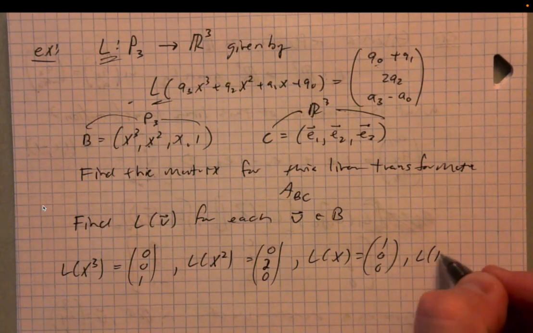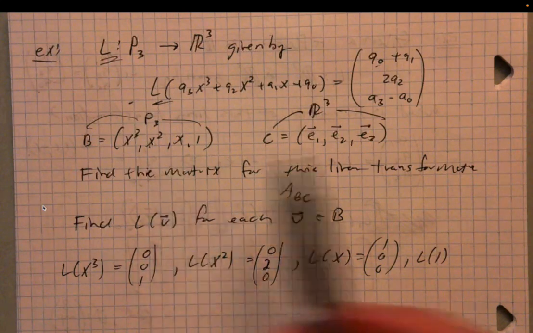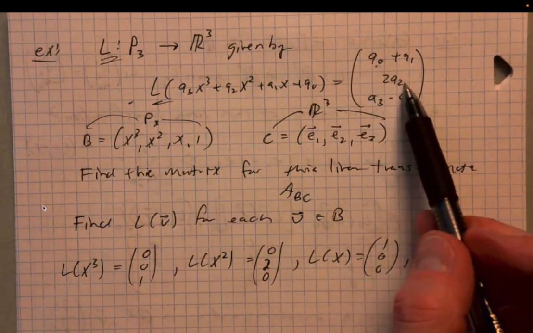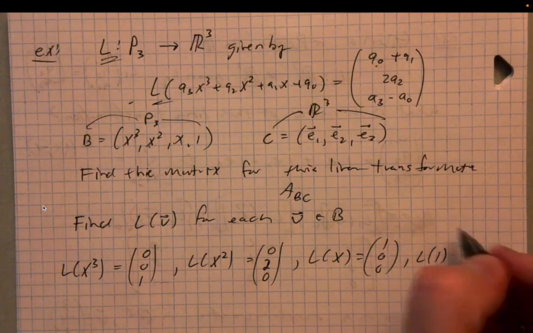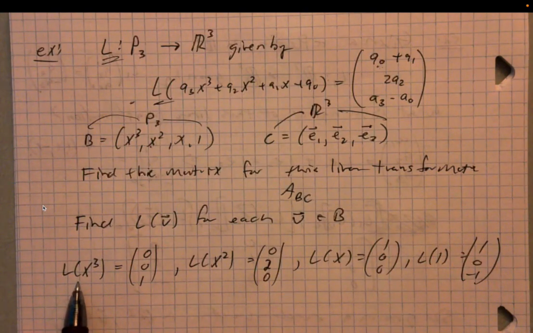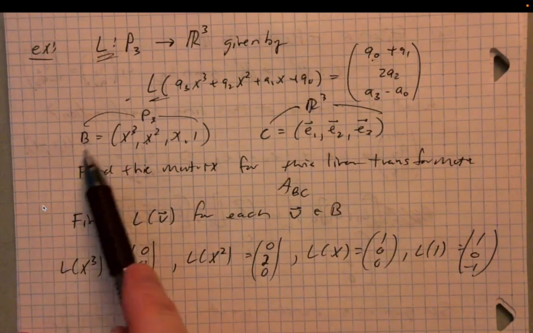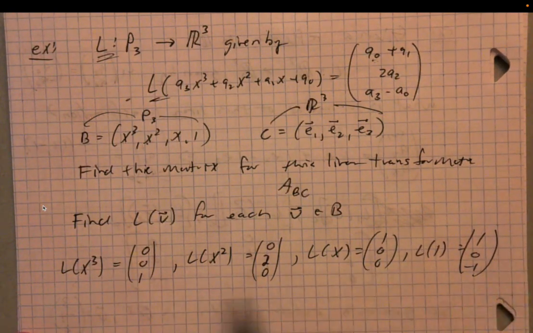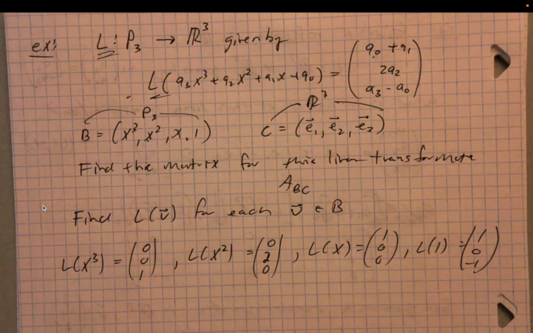And finally, the last basis vector is just 1. And so what do I get here? I get 1 plus 0, 2 times 0, 0 minus 1. So I get 1, 0, negative 1. And this is the effect on the domain basis. This is what you get when you apply the linear transformation to the basis vectors in the domain.